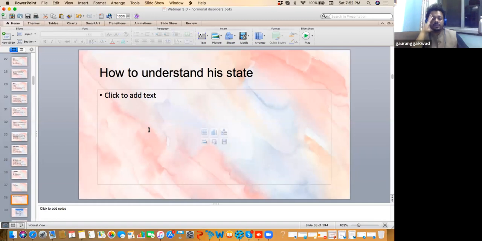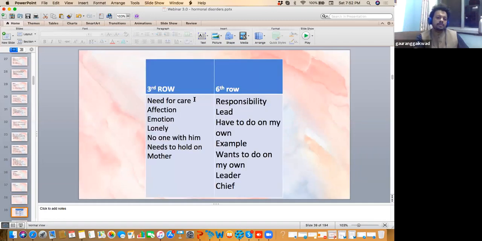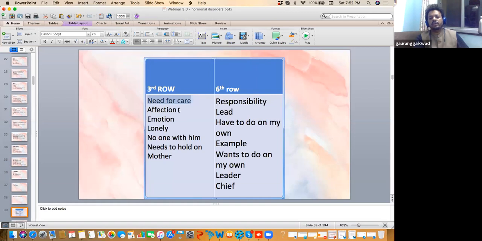And what is the main state of this person? The main state of this person is a person who needs a lot of care, a lot of affection, a lot of emotion, who feels very lonely. He feels no one is with him. He feels he needs to hold on to his mother, but mother never gave him love. So you see on one side, care, love, emotion, nutrition. And on another side, you also see a person who is very, very highly responsible, always leading, who has to be an example. He wants to do it on his own. He wants to be a leader and a chief.